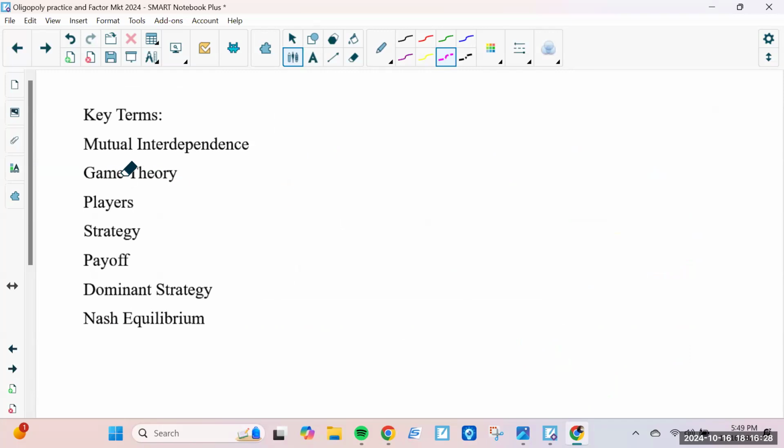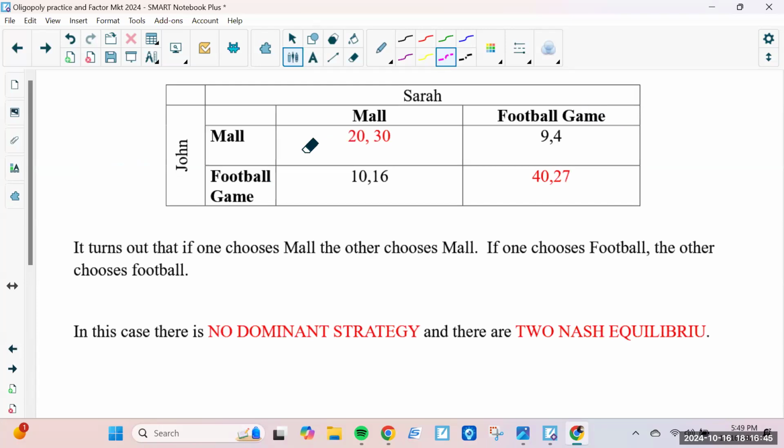You're playing the game. And one of the discussions you're going to be talking about is game theory in your real life, things that come up a little bit later on. Players are who's involved. Like in the last one, John and Sarah are the players. The strategy is, what should you do? For John and Sarah, it was mall or football game.